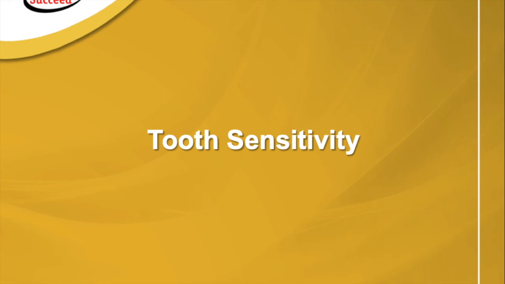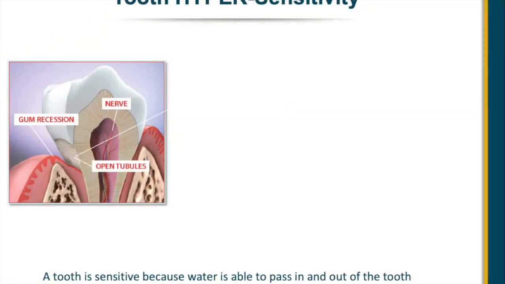I'm going to move now to a very common problem, tooth sensitivity. And I want you to understand how teeth work. A tooth can be sensitive because water actually is able to pass in and out of a tooth, stimulating the nerve endings inside the tooth. If you look closely at this picture, you have the nerve and blood vessels inside. This is the pulp. Then you have the dentin of the tooth, and then you have enamel. The enamel is very dense and hard. The dentin is not as dense and not as hard.